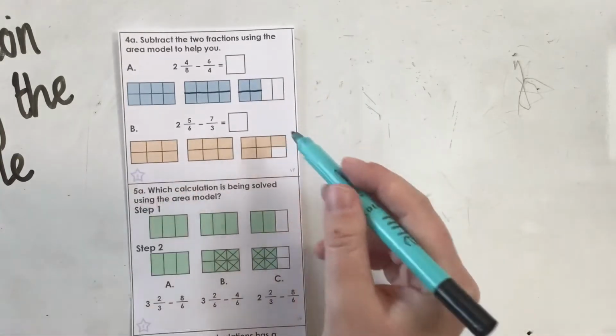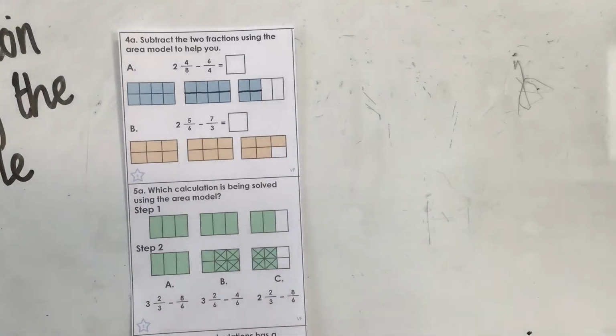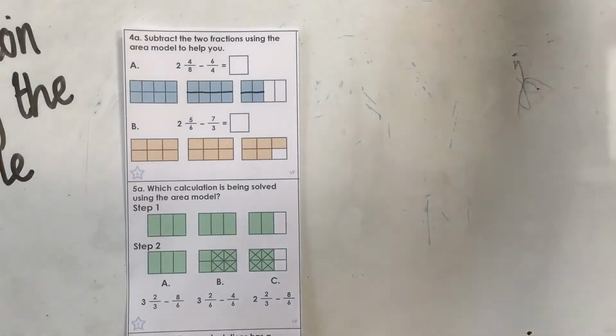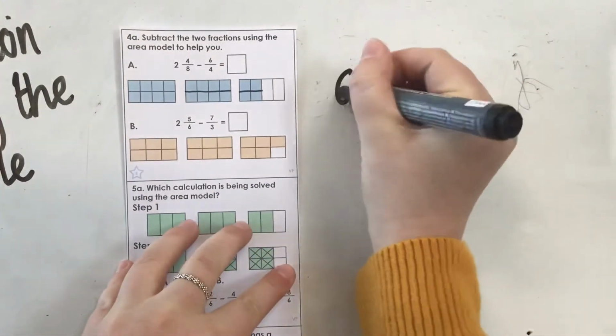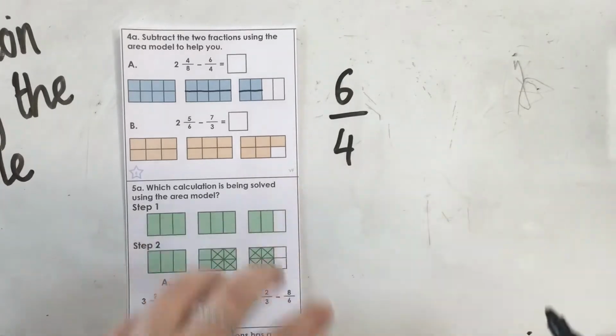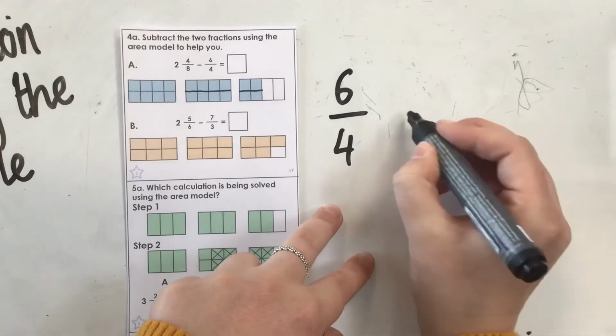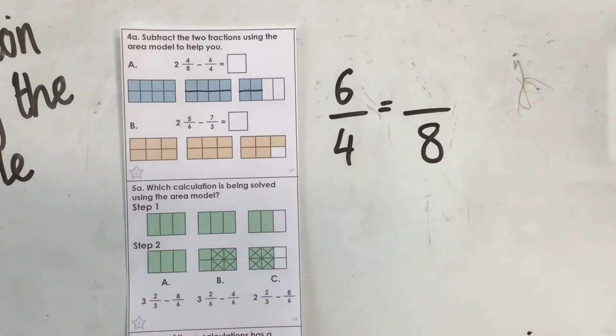Now what we're taking away is 6/4. Now can we do that if we've got 8s to start with and we're taking away quarters? We can't. We have to make sure the denominators are the same. So what we need to do now is our 6/4, we need to convert that into 8s. So pause the video now, have a go. What would 6/4 be in 8s? Or what is 6/4 equivalent to in 8s?